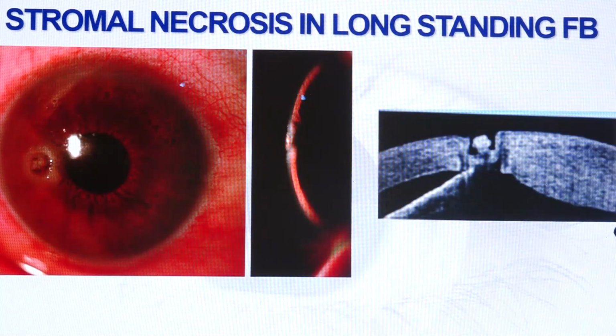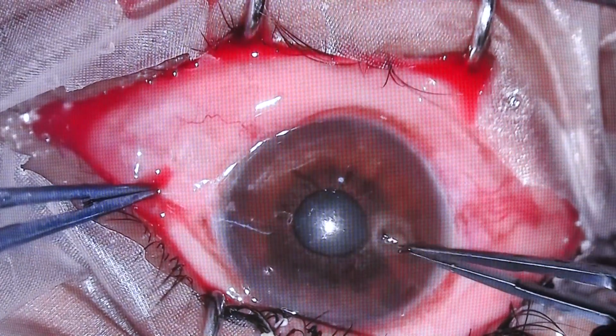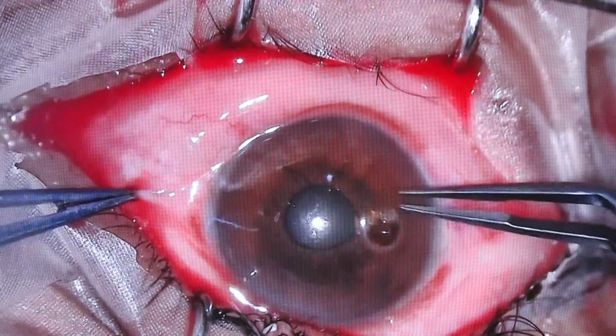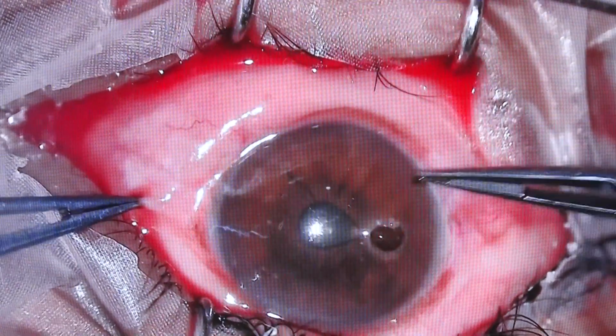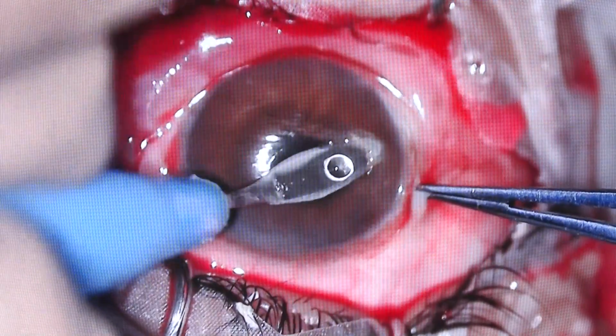So this is a case of a patient having a very long-standing foreign body which induced stromal necrosis. What we need to remember is whenever we are removing the foreign body, all of it should be removed, else the residual iron foreign body or any other foreign body will either cause an infective keratitis or stromal necrosis. On removing, I saw a residual foreign body still there, and there was a perforation which could not be handled with cyanoacrylate glue.